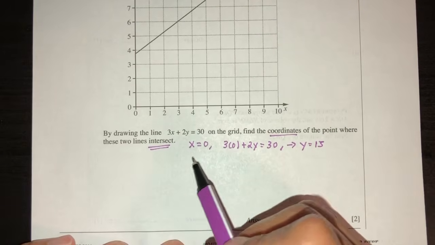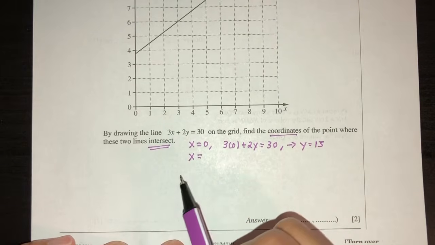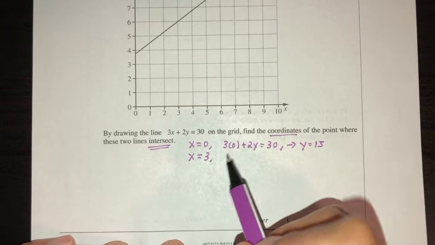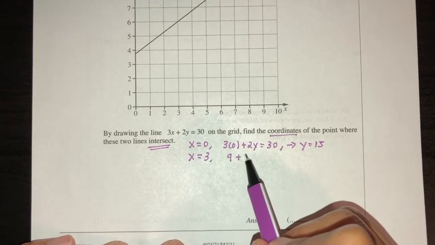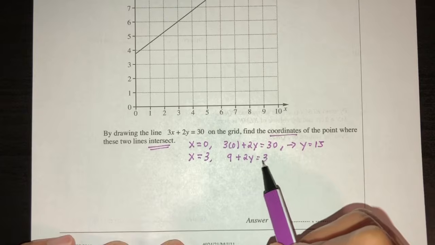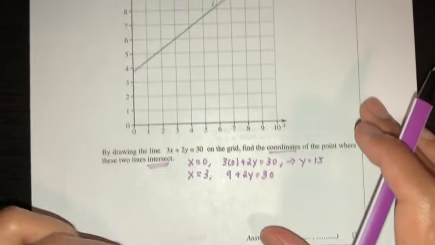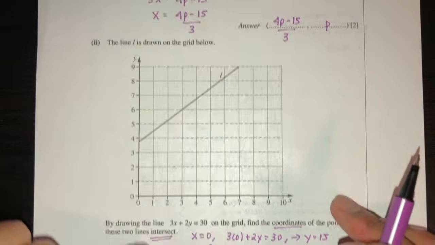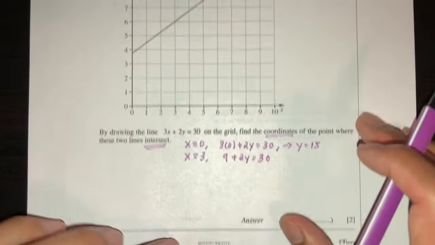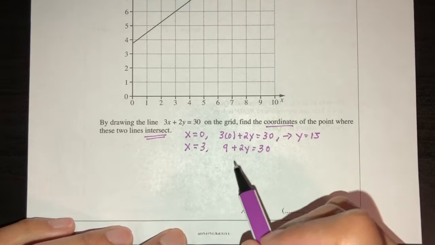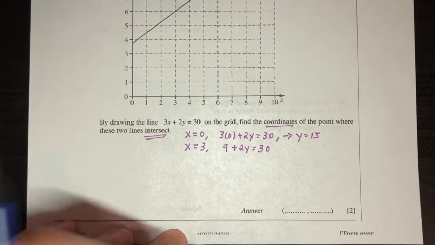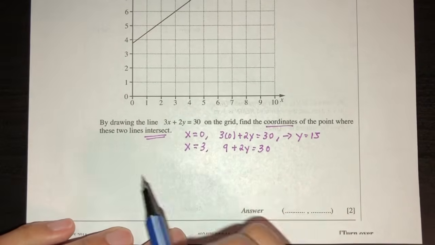Let's say if x is equal to 3, that will be 9 plus 2y equal to 30. That's not a good value either, because if you find the value, it will be in between, so it may not be good. So let's use some value which is more exact. Let's use an even number here.